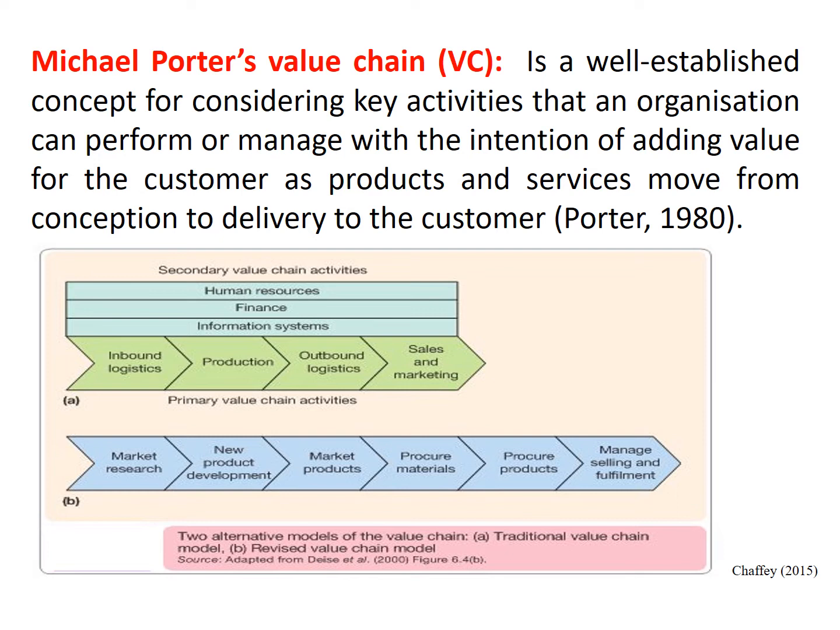Procure materials, and procure products. Well, that is all part of the secondary value chain activities in A. So as well as the human resources, finance, and information systems, you've also got the procurement of supplies, which is not there, but it should be there. So you've got that, which represents that part as well, and then you've got the managed selling and fulfillment. So again, all these elements are actually part and parcel together.